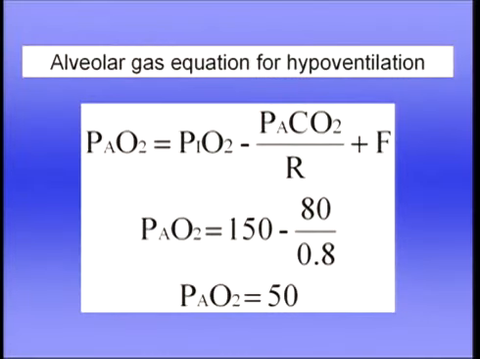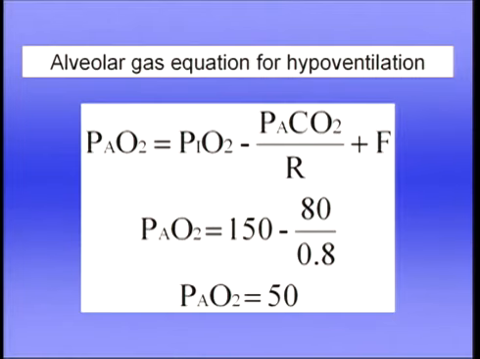You'll notice that the PO2 falls a little bit further than the PCO2 rises, and that's because the respiratory exchange ratio is 0.8. If the R value was 1, the fall in PO2 would be exactly the same as the rise in PCO2.